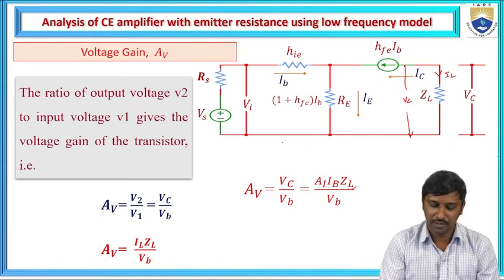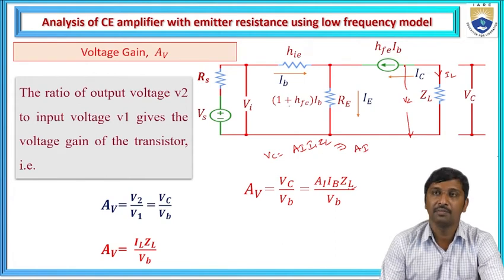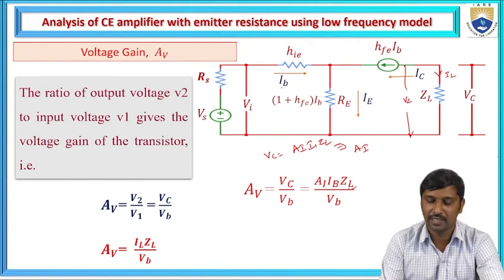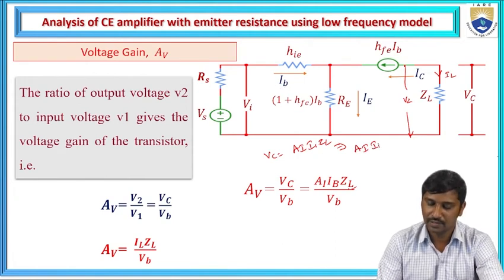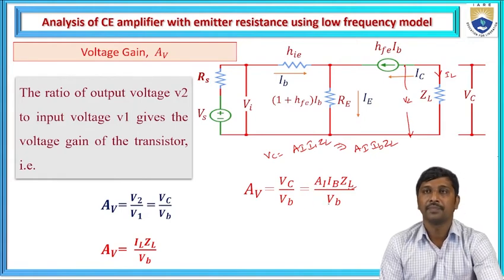What we observe here is that VC is AI times I1 times ZL. In this representation, the input current is the base current, so I1 is replaced with IB, and ZL remains ZL. Hence, the voltage gain is represented as AI times IB times ZL by VB.